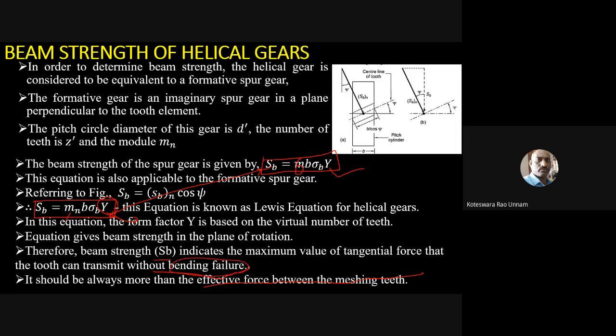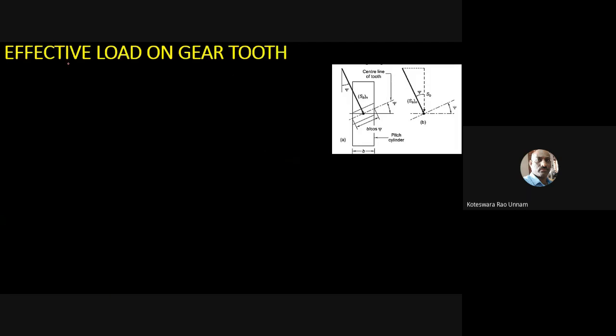So in order to avoid bending failure, this bending strength should be more than the effective force between the meshing tooth. Okay, so this is about the beam strength of helical gear. Similarly, we try to calculate what is the effective load on the gear tooth, and then, like I said, for design criteria, your SB beam strength should be greater than the effective load, P effective.